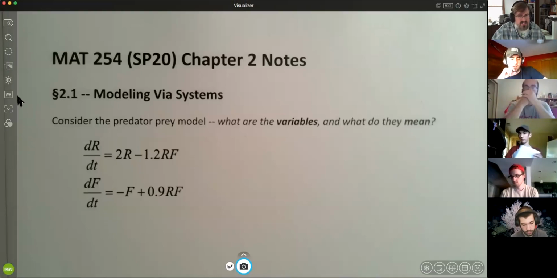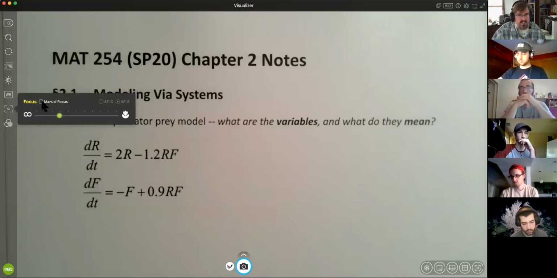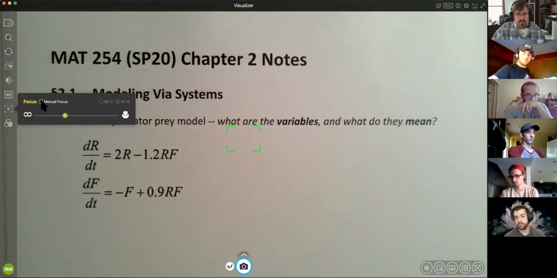It sort of looks clear. Let me go ahead and hit the focus. Got to force it to be focused. There we go. That's a little bit better.